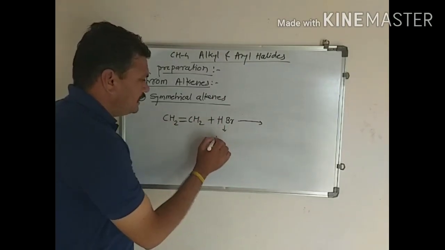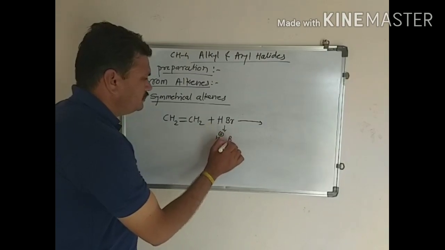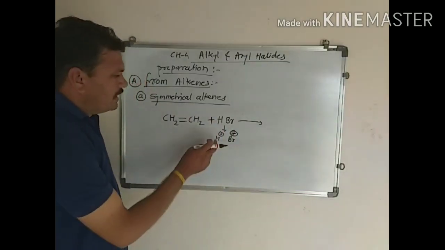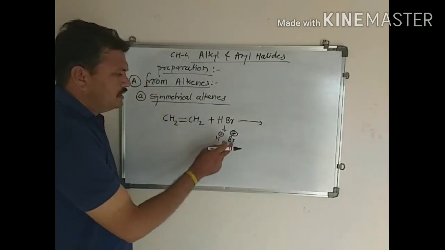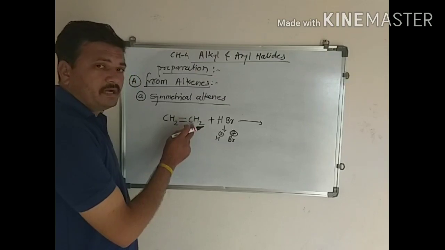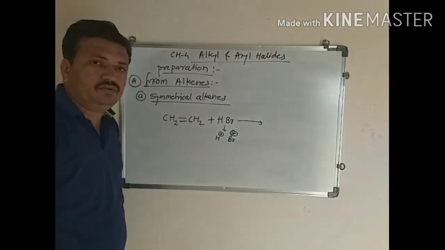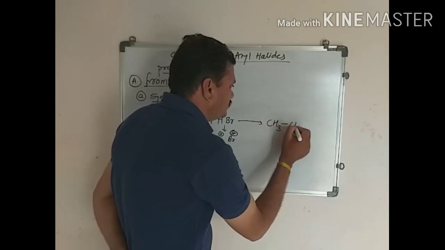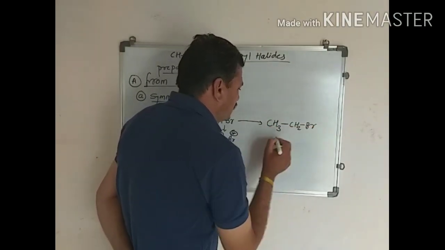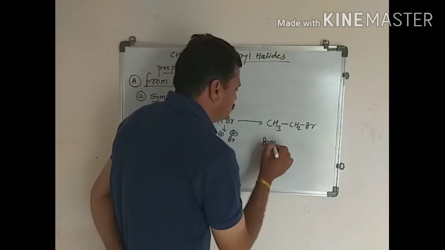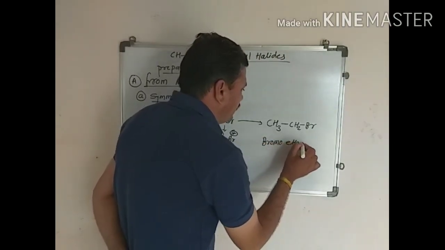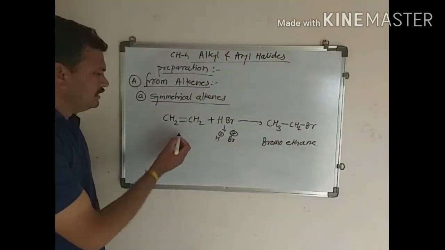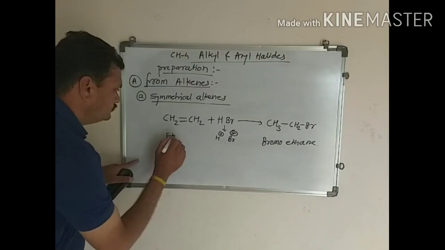It dissociates like H plus and Br minus. One atom attached to one carbon atom, another atom attached to another carbon atom, and this double bond is converted into the single bond, and we get the product, which is CH3 CH2 Br. Bromoethane is the product. We start with alkene, it is ethylene.